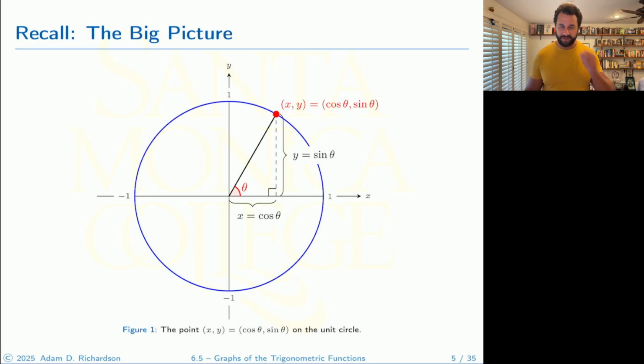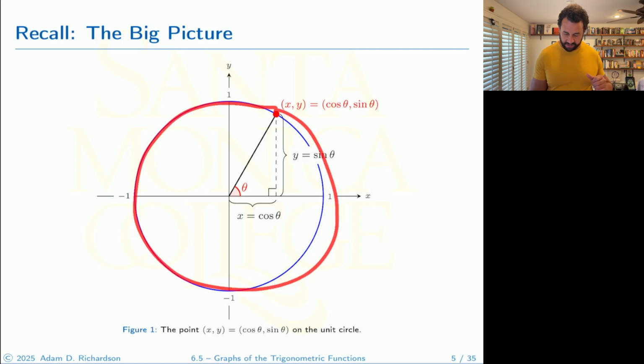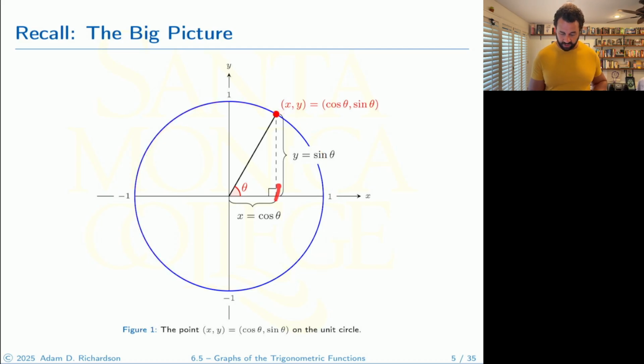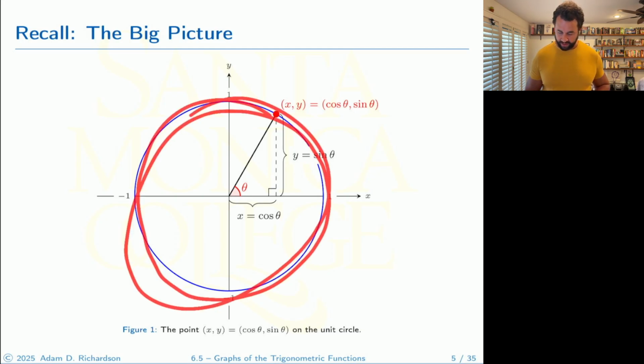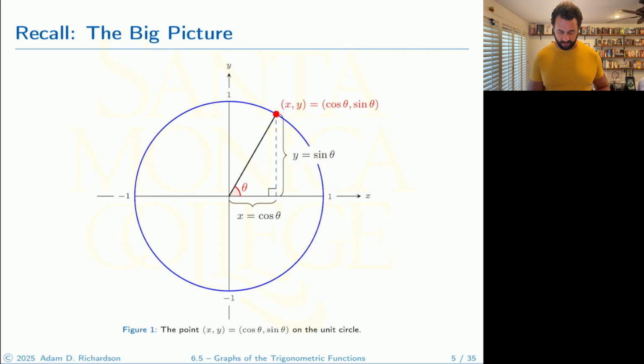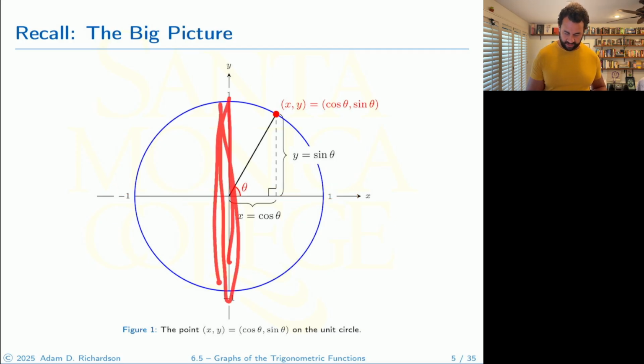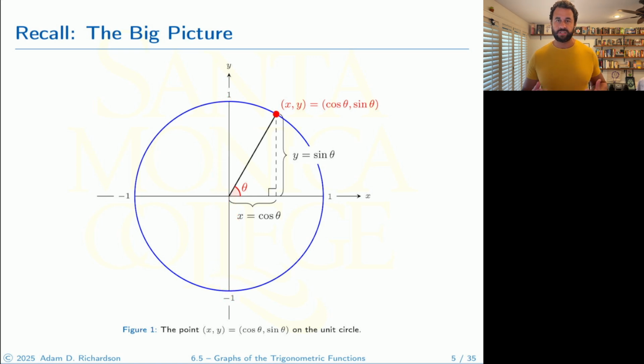Just to refresh your memory, as this point moves around the circle, the vertical displacement is given by sine of theta. The horizontal displacement is given by cosine of theta. But the idea is that the circle just keeps moving around and around, right? And so the horizontal behavior is going to go back and forth, and the vertical behavior is going to go up and down and up and down. That's what we're going to try to plot on the XY plane.